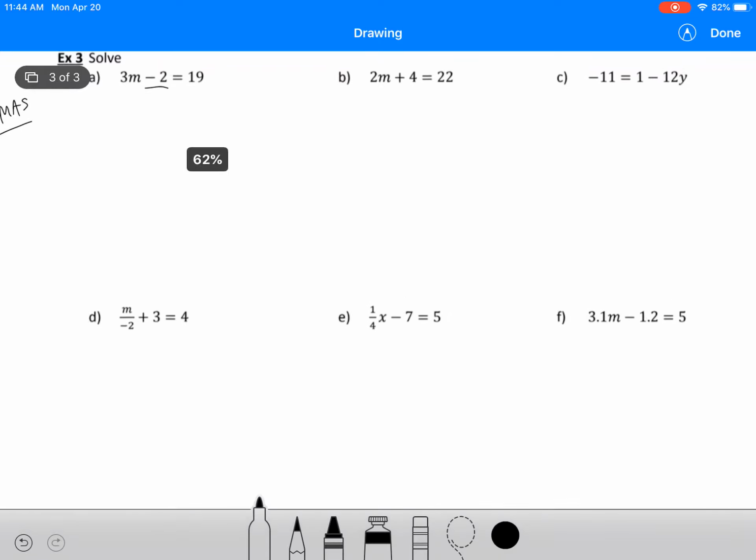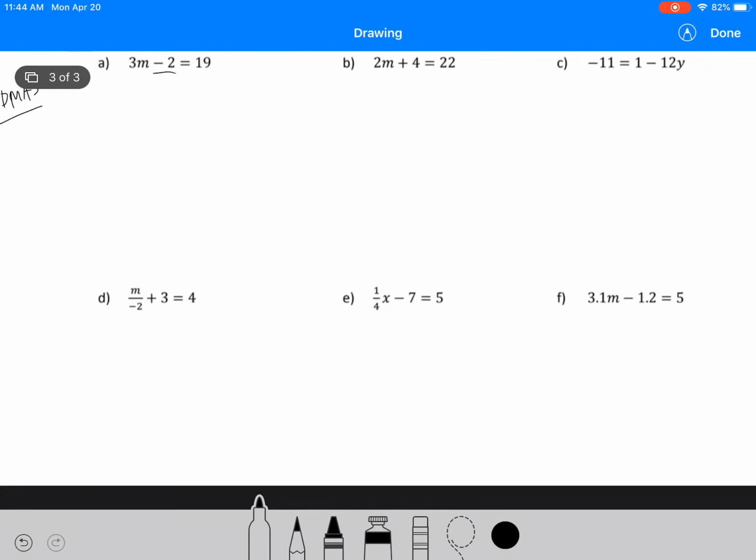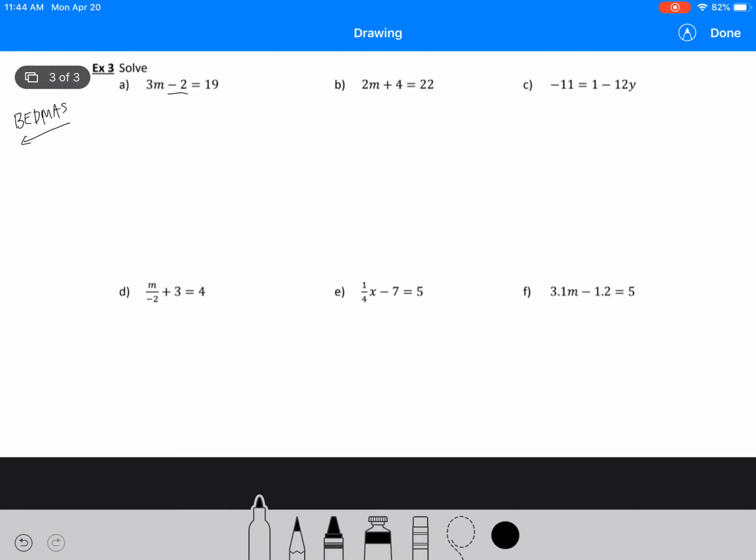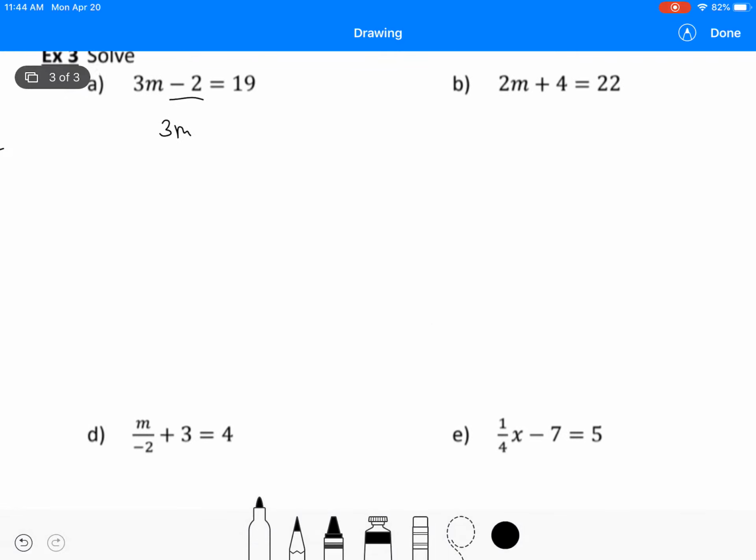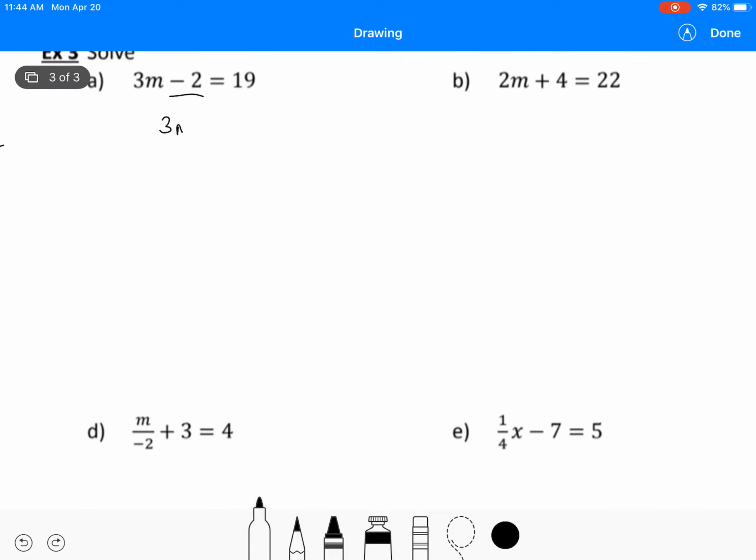Okay, so let's do a couple examples here. Again, I said the first thing you got to move is the addition and subtraction. So the -2 is going to move to the other side and become 19 plus 2. Now we have 3m equals 21. And from here, you can, if you would like, write a different line and write m equals 21 divided by 3. And then you could say m equals 7 from here.